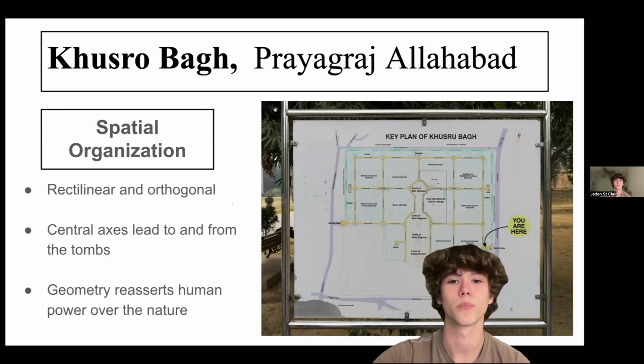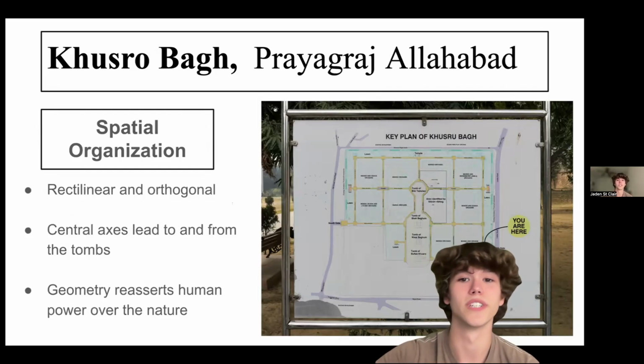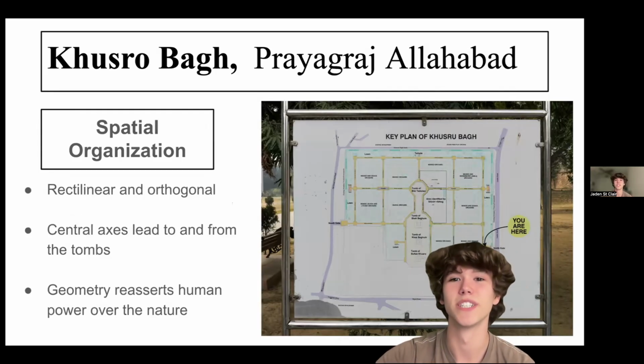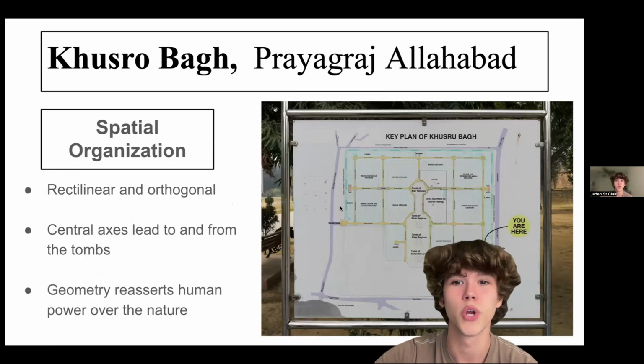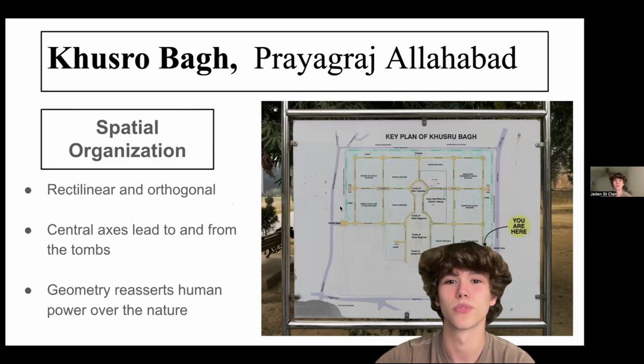Now for the spatial organization, the garden is laid out rectilinearly, with a grid of straight paths and cross axes. These axes direct movement right from the gates to the central tombs. The organization is very formal and orthogonal, with geometry used to guide visitors and refocus the attention towards the tombs.